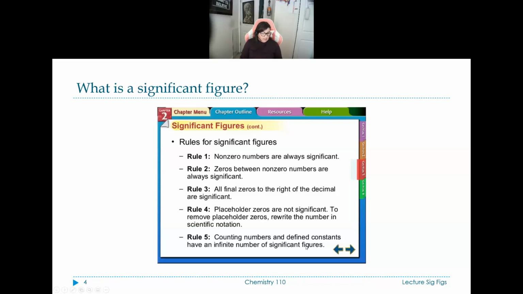Defined constants are also that way. Avogadro's number, 6.022 times 10 to the 23rd. We do not look at those numbers, those 4 digits that we have, as 4 sig figs. We assume that number is infinitely significant. Okay, so that's where we talk about that. Now, if it's a conversion factor, that's what we're talking about with defined constants. One thing we're not talking about is molecular weights.